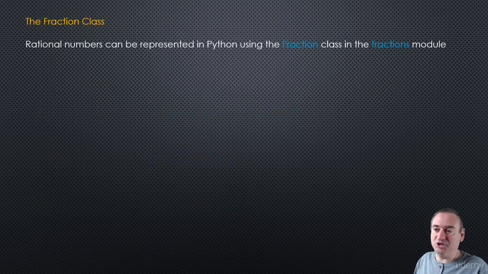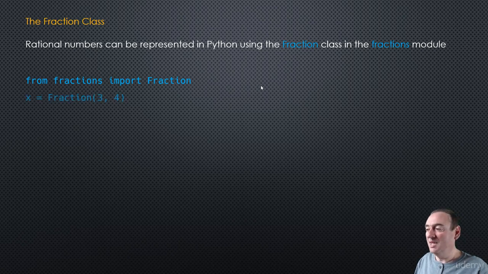So let's take a look at the fraction class. That is used in Python to represent rational numbers, and that comes from the fractions module. There is a fraction class in the fractions module that we can use to handle those numbers. So the first thing we'll need to do in our code is to import the fraction. Either we can import the entire module, or we can just simply import what we need from the module. So we'll import the fraction class. And then we can use the constructors of the fraction class to construct new fractions, new rational numbers.